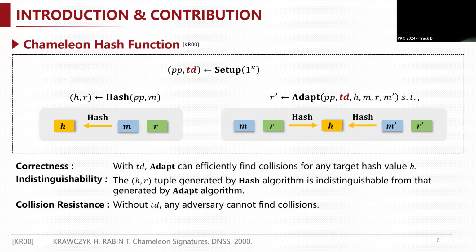Generally, a chameleon hash consists of 3 algorithms. The setup algorithm generates a public parameter and a trapdoor, and the hashing algorithm computes the hash value of a message with the help of a randomness. And the adaptation algorithm uses the trapdoor to adapt a hash value of m to a hash value of m prime by outputting the corresponding randomness r prime. Roughly speaking, with the trapdoor, one can efficiently find collisions by invoking the adaptation algorithm. But without the trapdoor, it is collision resistant.